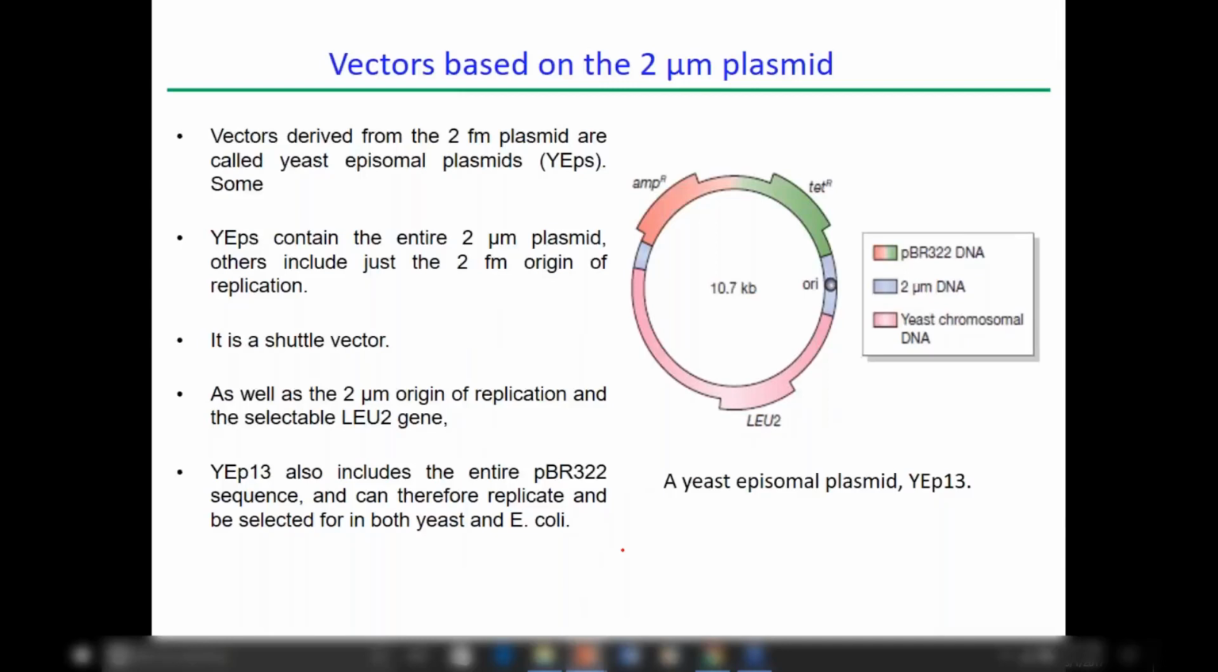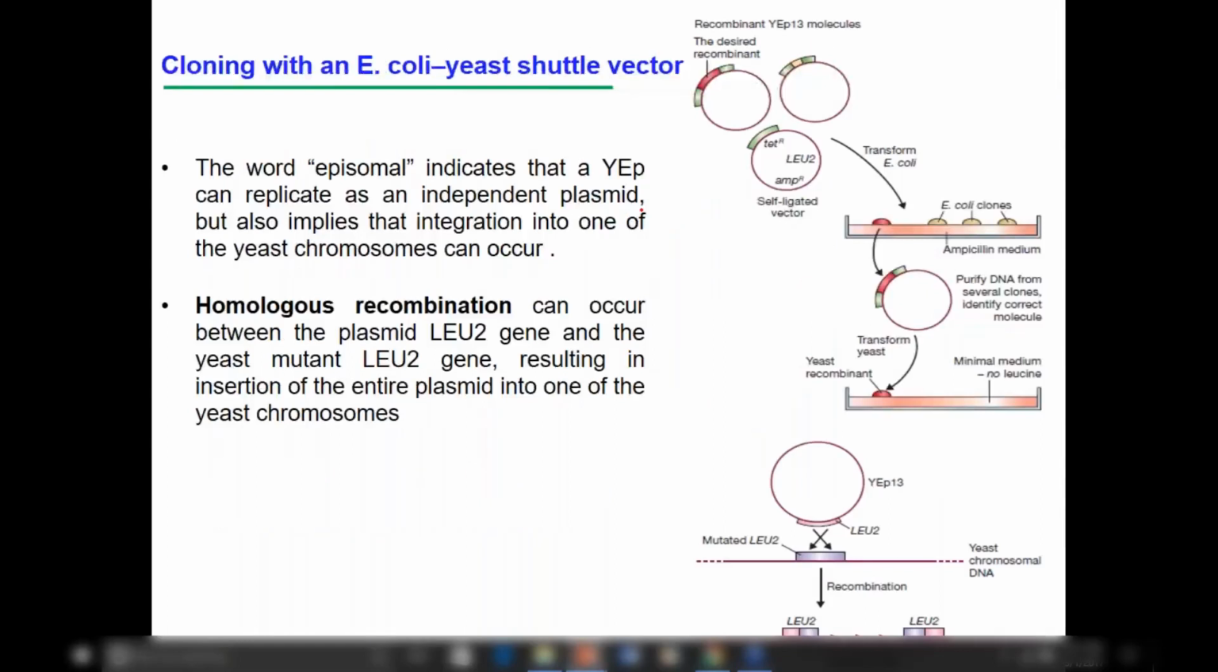The name of this plasmid is YEp13. So now this plasmid has an origin of replication, it has a selection marker, a metabolic marker, and it also has multiple cloning sites. This is the pictorial representation.